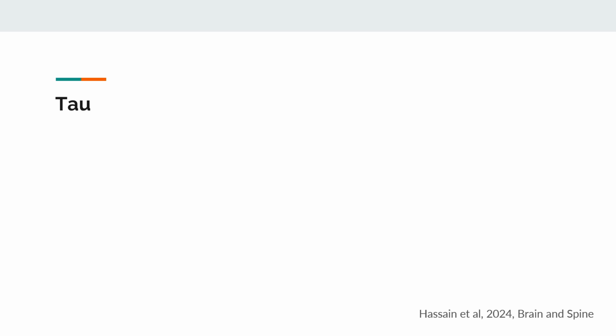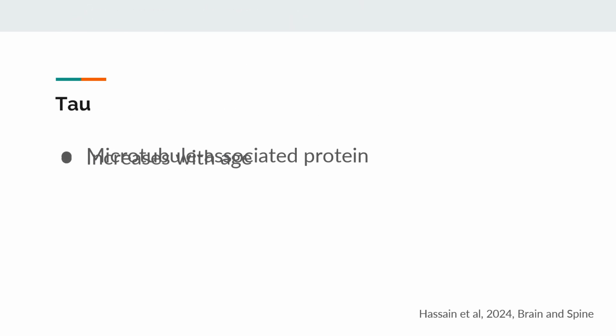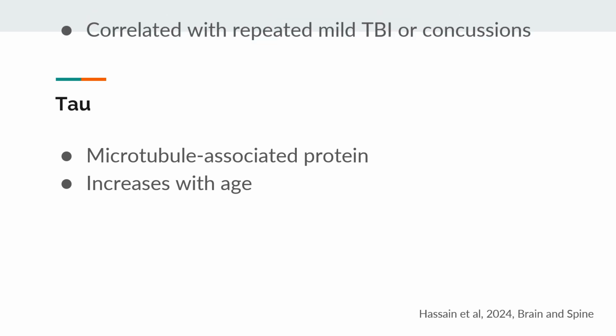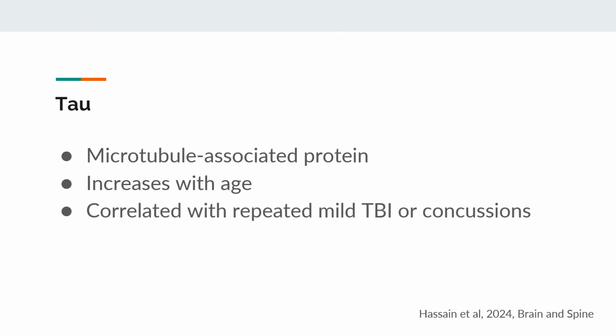Tau. We've all heard of tau in relation to neurodegenerative diseases, and it has received extensive study in that area as well. This is a microtubule-associated protein. This also increases with age, just like S100B, and thus is something we need to account for when measuring normal levels of it. Tau is well correlated with repeated TBI and concussion, given the potential outcomes that can be associated with this. That's an important thing to note.